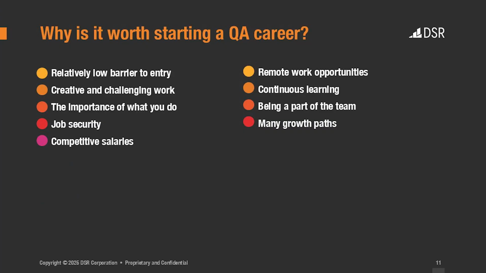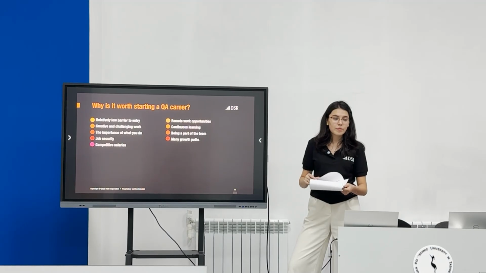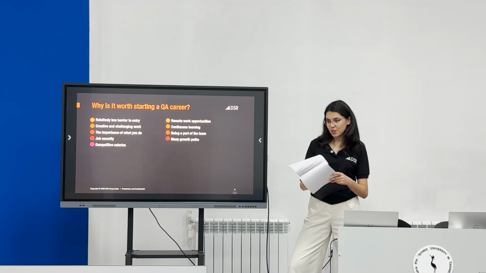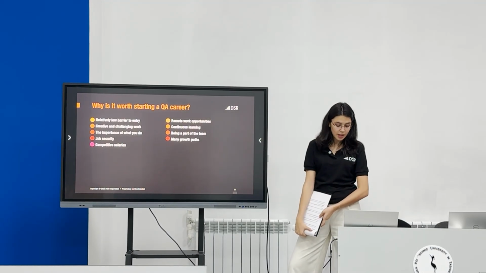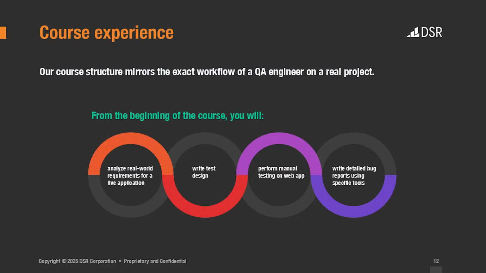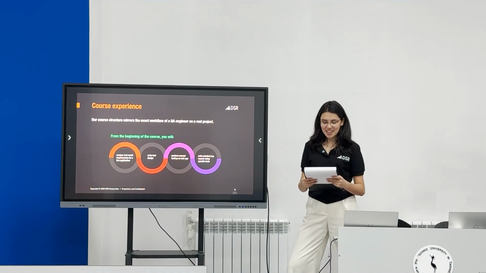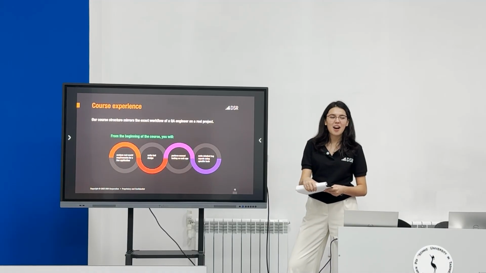And last but not least, the profession of a QA engineer provides many ways to develop. You can go into a narrow specialization or upgrade your hard skills, as I mentioned in the previous slides. Now, I hope that by this point, you already want to become a QA engineer. And the next question that you might have is, well, where do I start?